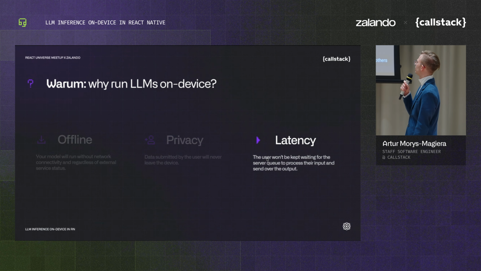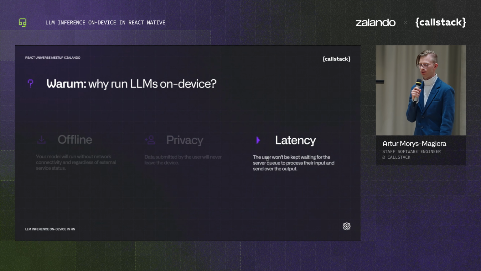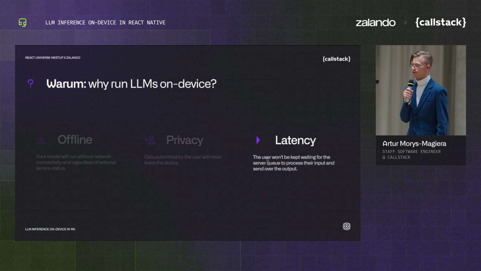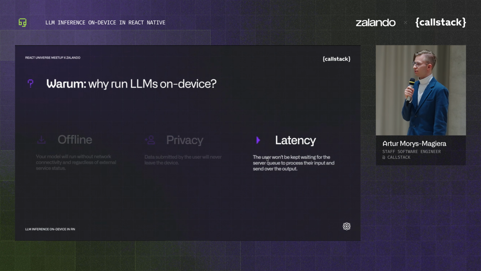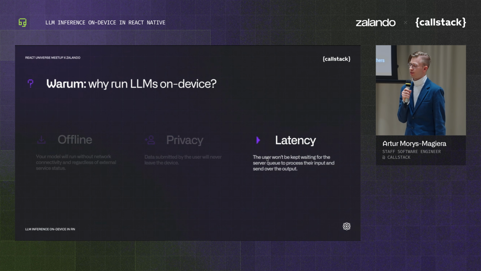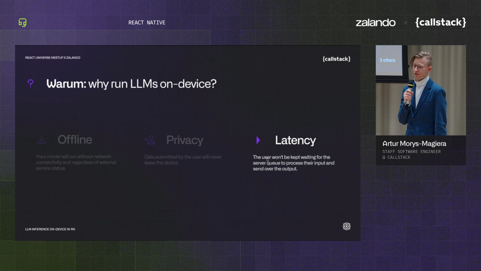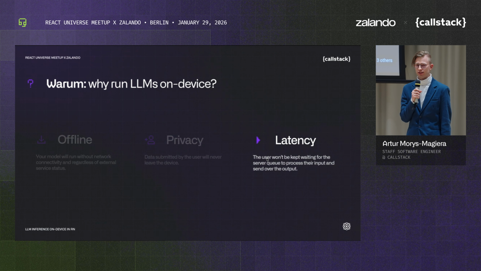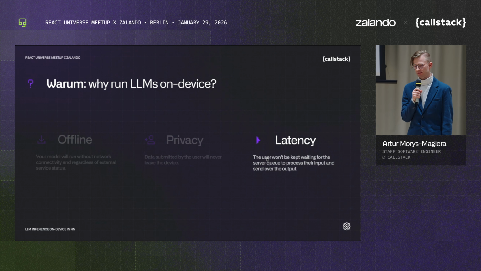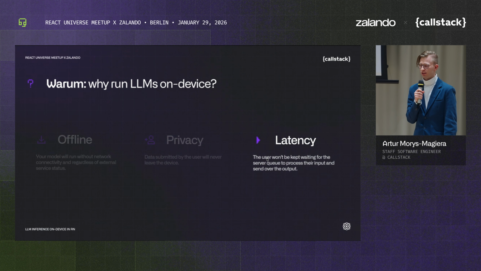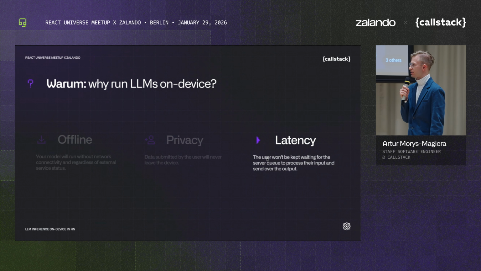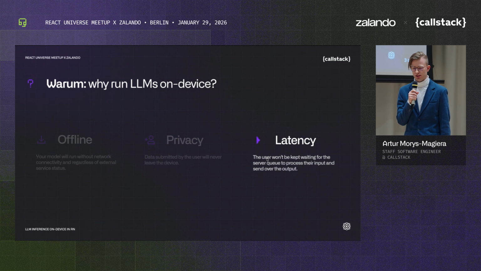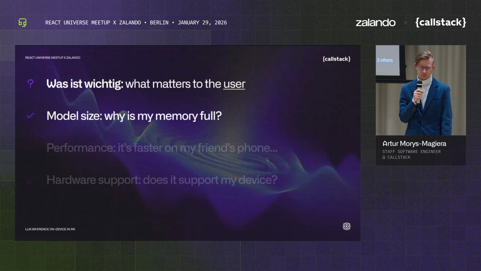And the third thing is latency. As you can see, the user won't be kept waiting until the inference provider, such as any cloud provider, gets to the request, which needs to wait in the queue until the server actually has time to run inference for this particular request. This is important because at high traffic times, or if the provider is having some downtime or doing an upgrade, it may become a problem.